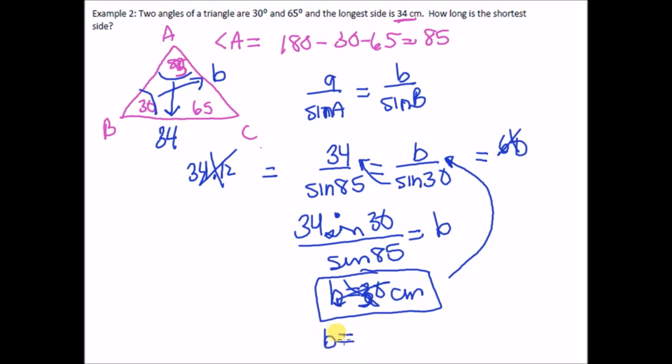So, I get 34 sine 30 divided by sine 85. Oh, I get 17. All right, 17, we can call this units. Now, if I sub the 17 back in here, let's go 17 divided by sine 30. I get 34 as well. So this time, I know that I'm correct.